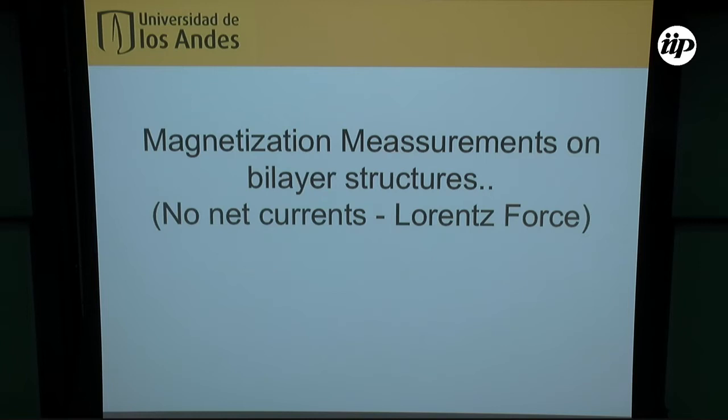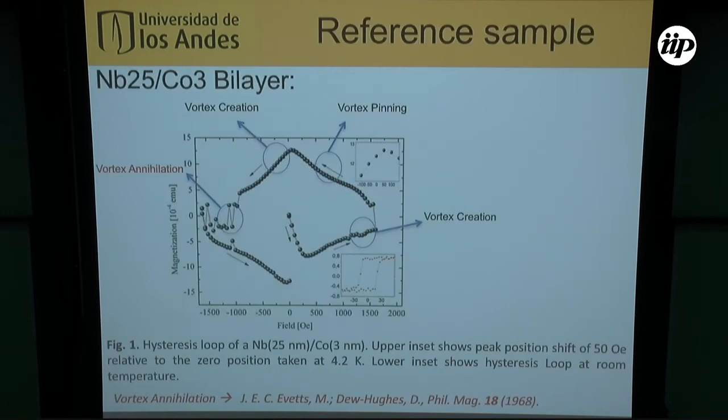But if you reduce this Lorentz force somehow, with magnetization measurements on bilayer structures, which means I'm not injecting currents from outside, then what happens? First, we have to have a reference sample. This is very important because without this, it's very difficult to interpret your results. A reference sample means a niobium 25 nanometers, cobalt 3 nanometers bilayer structure. An important thing is that the cobalt is extremely thin, so the domain walls will not lie out of plane, but in plane. Therefore, you don't have stray fields. You still have the proximity effect, but not stray fields.